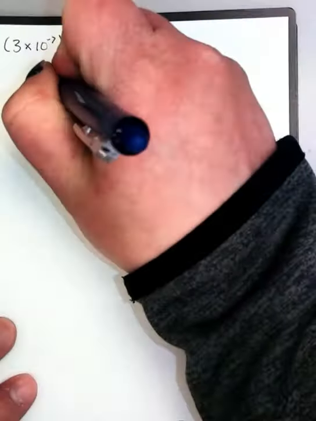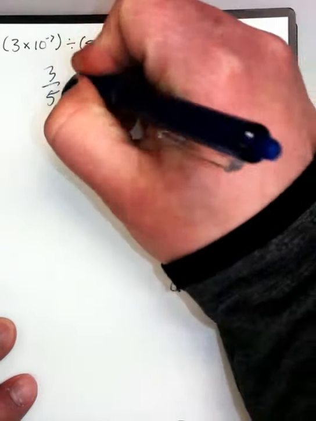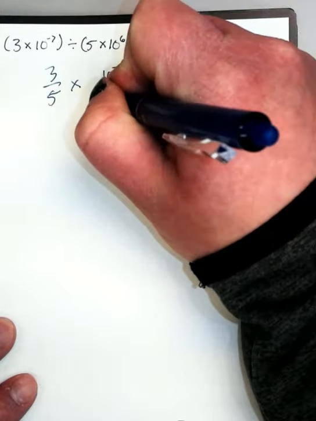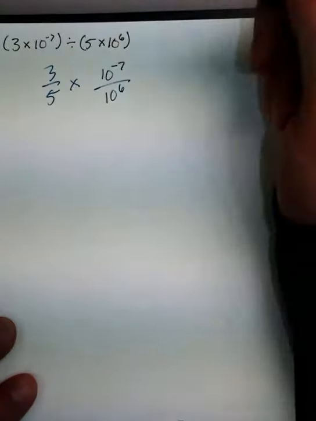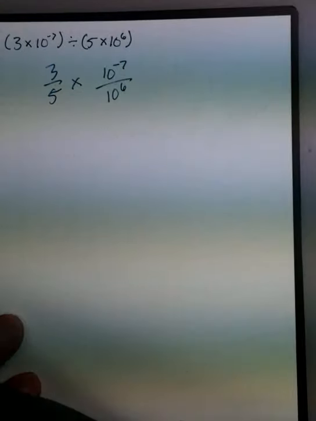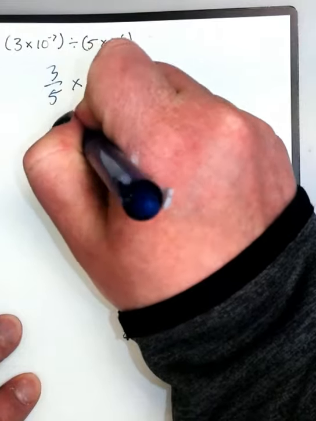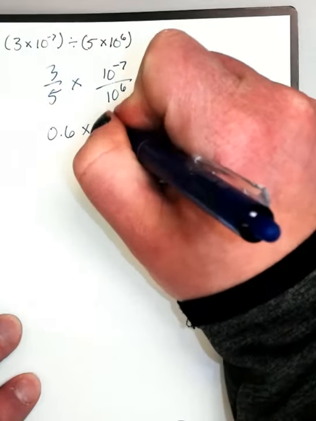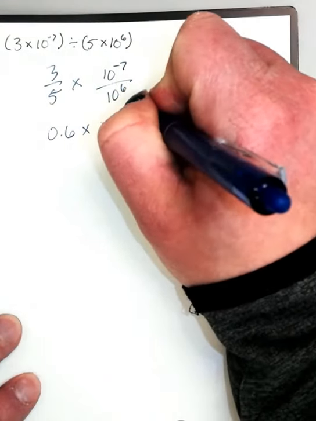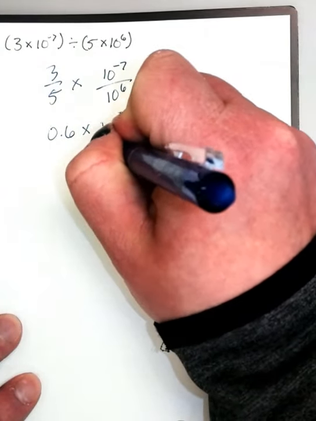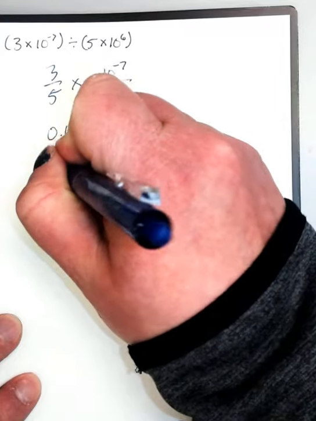All right, so we have 3 divided by 5 times 10 to the negative 7 over 10 to the 6th. 3 divided by 5 is 0.6. We have negative 7 minus 6, which is going to be negative 13.